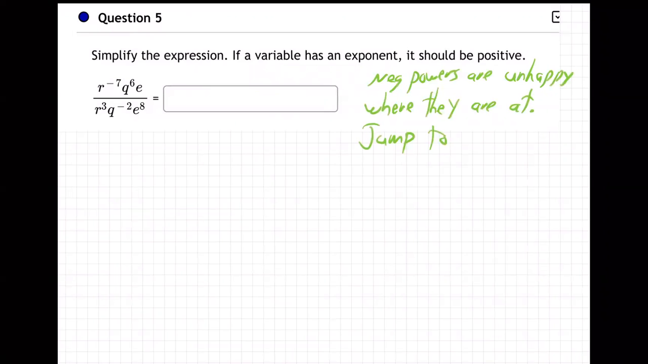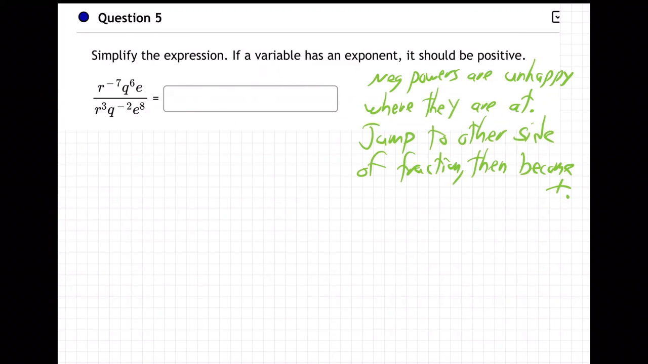So they're going to jump to the other side of the fraction, then become positive. They're going to jump to a new job and then they'll be happy in their new job. They're going to jump to the other side of the fraction and then they'll be happy in their new spot.